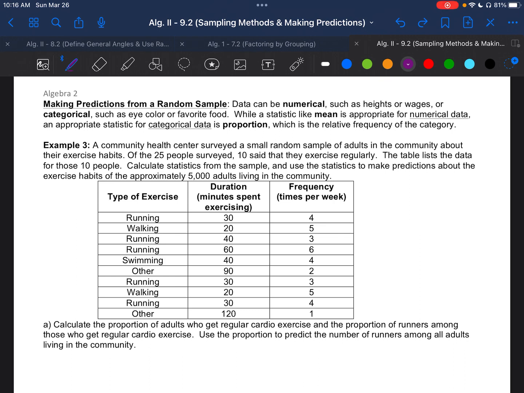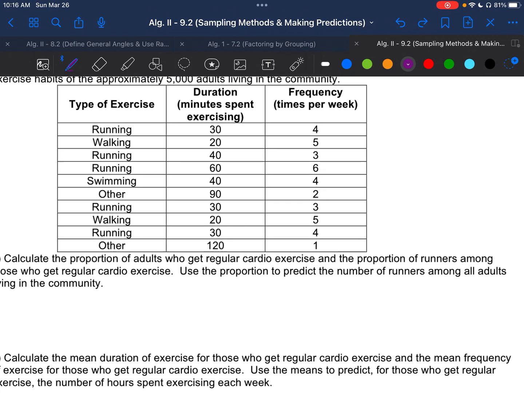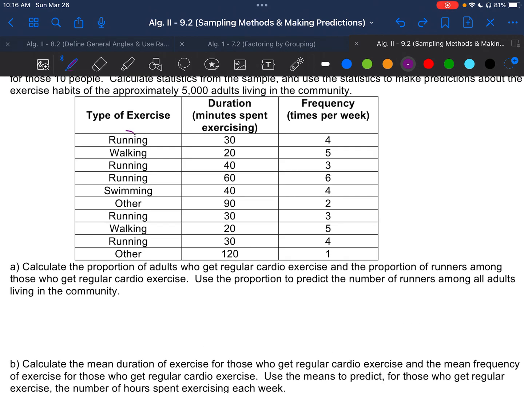So we're supposed to calculate statistics from the sample and use the statistics to make predictions about the habits of the approximately 5,000 adults living in the community. So a very small sample, and we're trying to spread it out over the larger population. Here we can see that this first individual prefers running, and they spend 30 minutes running 4 times a week. Whereas this next individual prefers walking 20 minutes for 5 times a week, and you can just go on, and so forth.